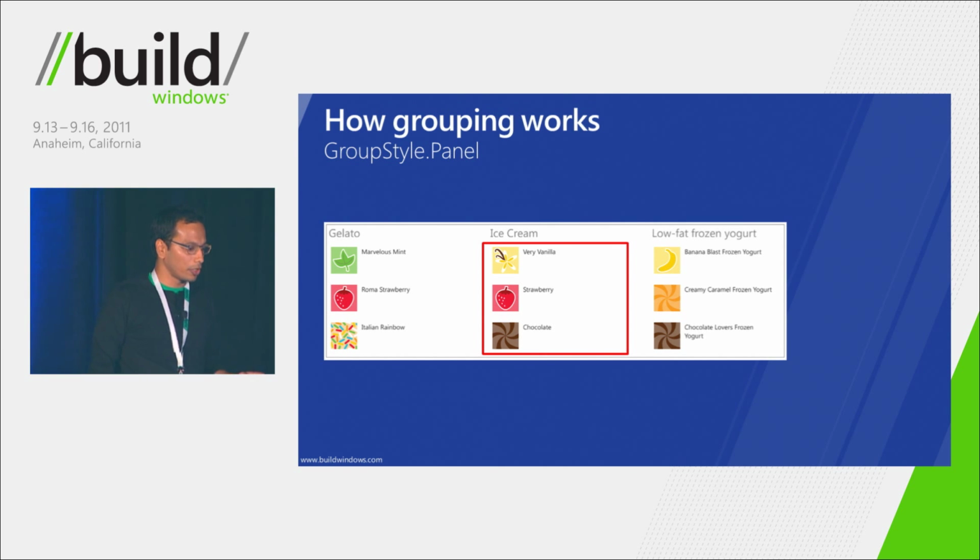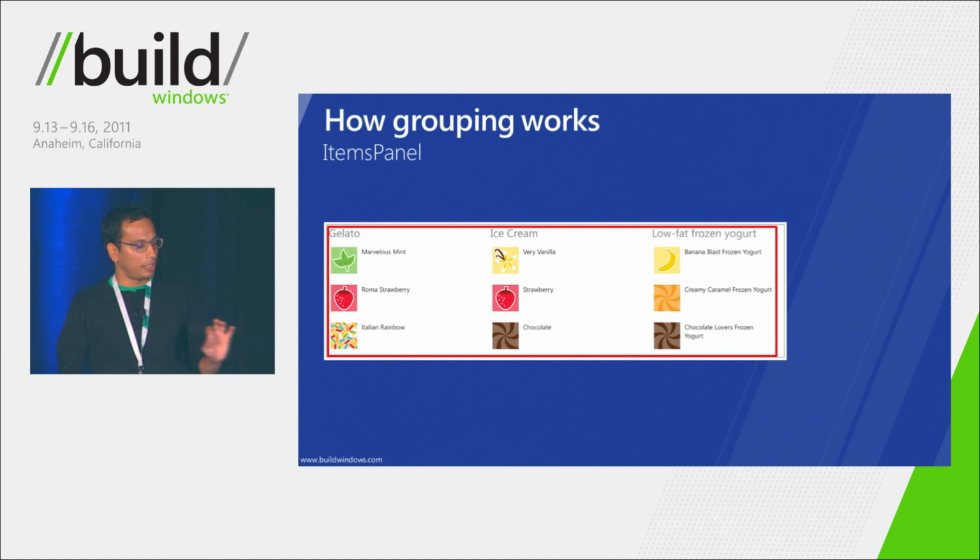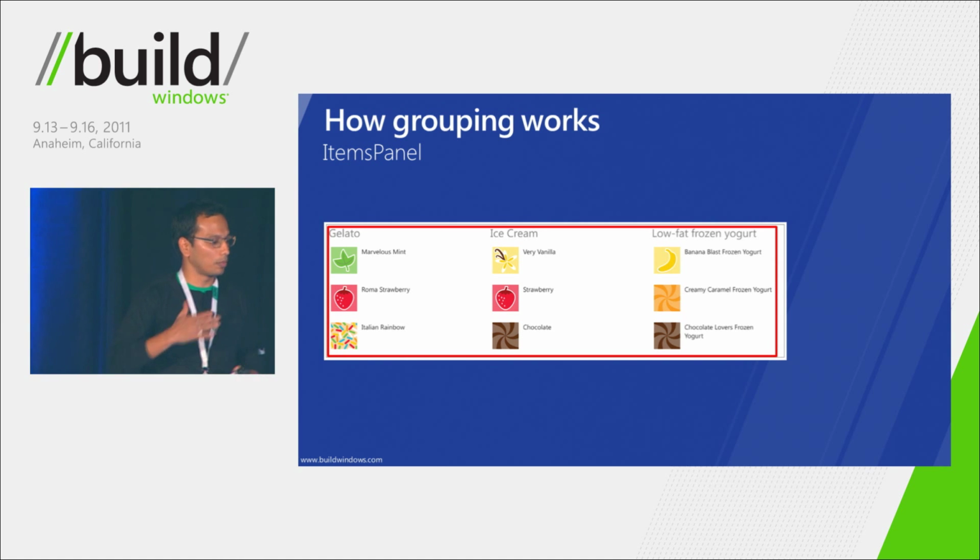The last thing I wanted to go over here is the layout of groups with respect to one another. Right now we have 3 groups, and they appear horizontally right next to one another. That is governed by a property called items panel on grid view. Again, this property is not new, but when you have grouping data, it defines how each group is laid out.